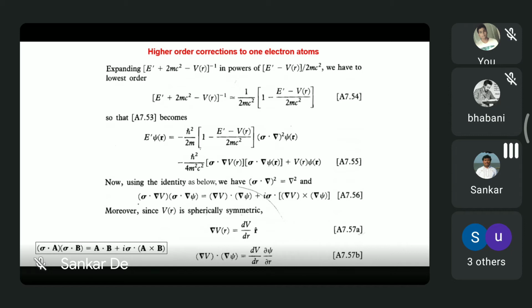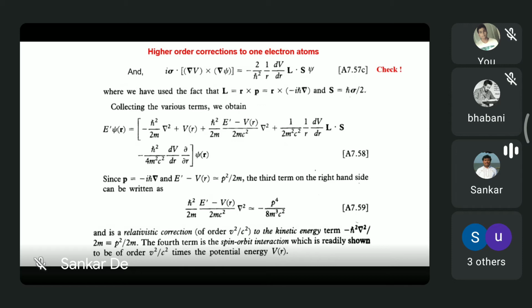So let us see how we work it out. First of all, we expand that in terms of this identity, and then VR is spherically symmetric. So we can write grad V as del V by del R with a vector R cap, and grad V dot sigma is equal to dV by dr, because r cap dot r cap is 1. So we can write in this form.